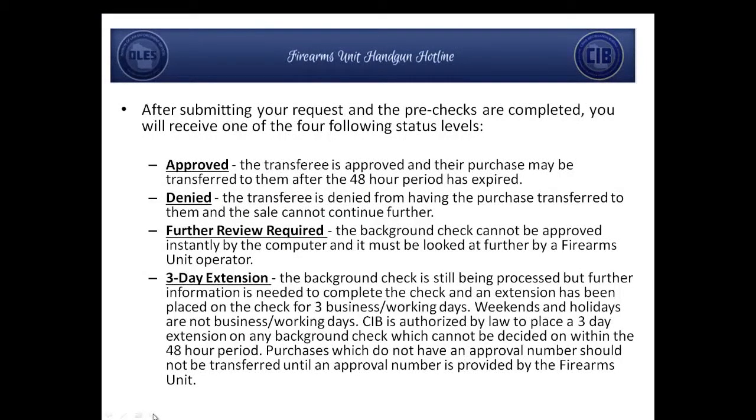After submitting your request and the pre-checks are completed, you will receive one of the 4 following status levels. Approved: the transferee is approved and their purchase may be transferred to them after the 48-hour period has expired. Denied: the transferee is denied from having the purchase transferred to them and the sale cannot continue further. Further review required: the background check cannot be approved instantly by the computer and it must be looked at further by a Firearms Unit operator.